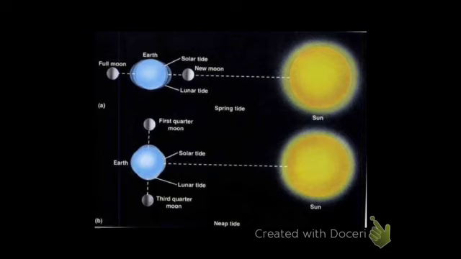In this slide, you can see a diagram that explains how the moon and the sun affect the tides. Spring tides occur when the moon and the sun are in line with each other and the gravitational pull of the two are working together. Neap tides occur when the sun is at a right angle to the position of the moon. The relatively smaller gravitational pull of the sun cancels some of the moon's gravitational pull, producing smaller tides.